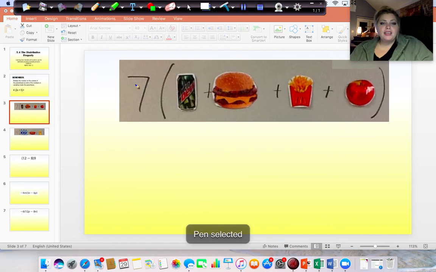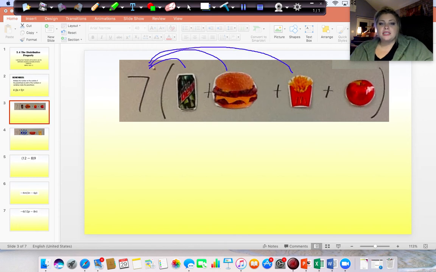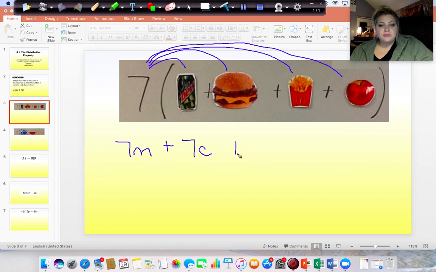This says 7 times a Mountain Dew plus a burger plus fries plus an apple. So we are going to multiply the 7 times each of the items inside the parentheses. And I'm going to use a variable for each of these items. So 7 times the Mountain Dew is 7M. 7 times the cheeseburger is 7C. 7 times the fries is 7F. And 7 times the apple is 7A. Now, you cannot add all of these together. This is as far as our expression will go.